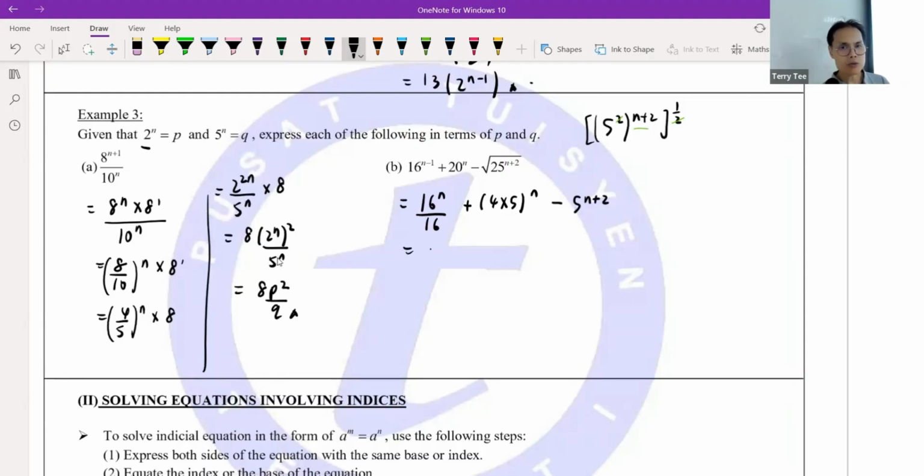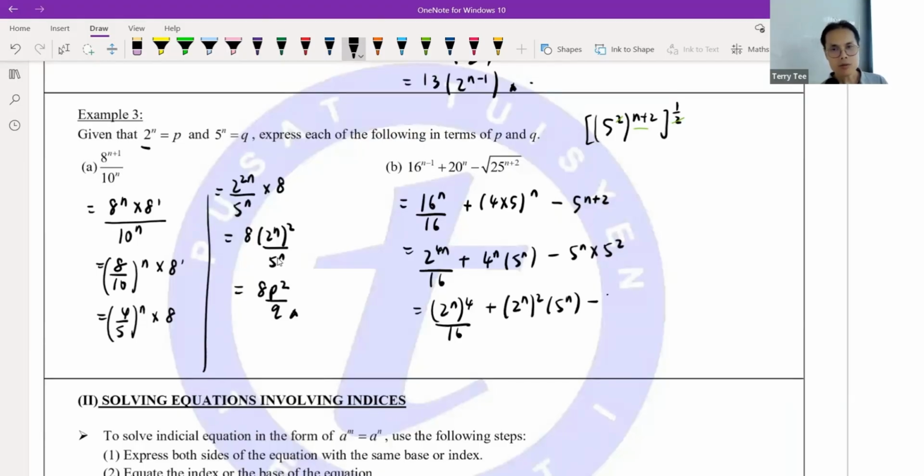Now, next 16, we change to 2 power 4. There's a 16 here. This will be 4 power n and 5 power n. This is 5 power n and 5 power 2. Okay, next, let's put 2 power n, bracket 4 outside. This 4 here, okay, I wrote this wrongly. This is a plus. This 4 here, we can write, guys, I want to catch up my working a bit. I write 2 power n squared. Okay or not? This is 25 with a 5 power n.